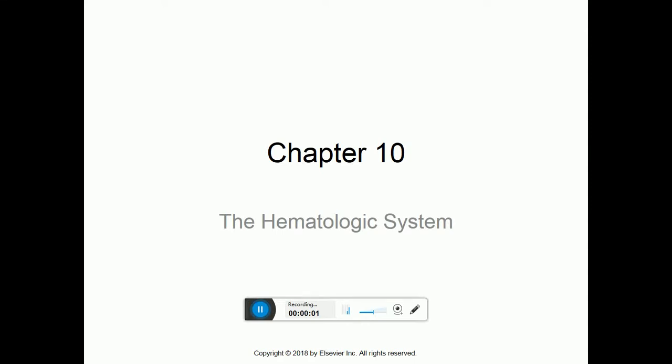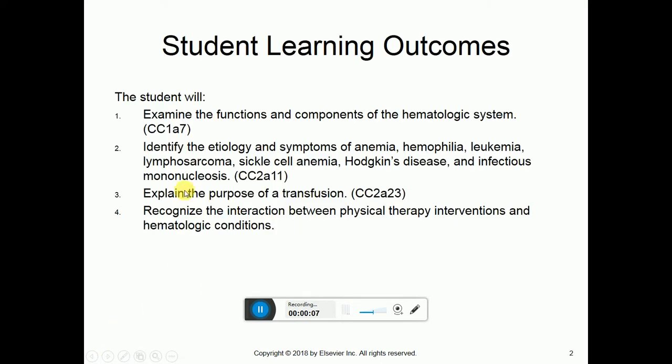Hey guys, we're looking at the hematologic system today, chapter 10 in your textbook. In regards to goals, if you look at your learning objectives, number 2, lymphosarcoma was covered by Dr. Adams when she talked about oncology, and infectious mononucleosis, which is also Epstein-Barr virus, we covered in chapter 5, infectious disease, just so you know.